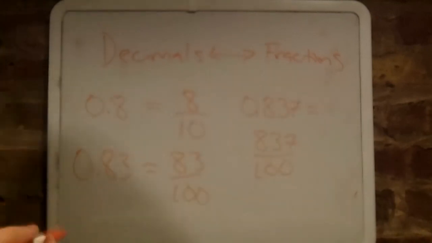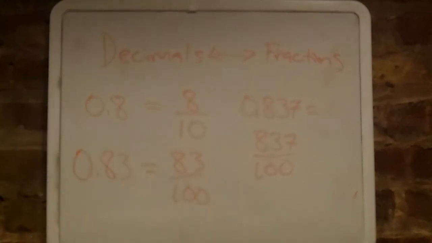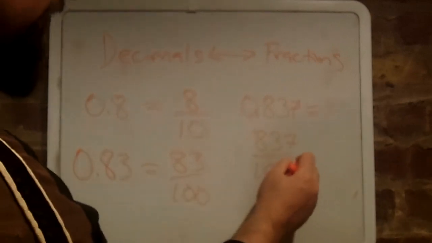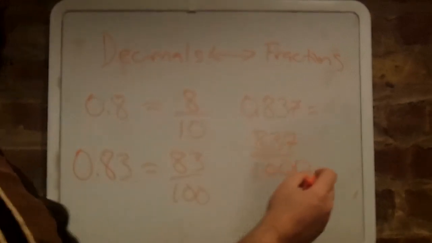So converting a decimal to a fraction is pretty easy. You might need to reduce it. Whoops, there should be another 0 there. Yeah, 1, 2, 3 digits, 1, 2, 3 zeros.